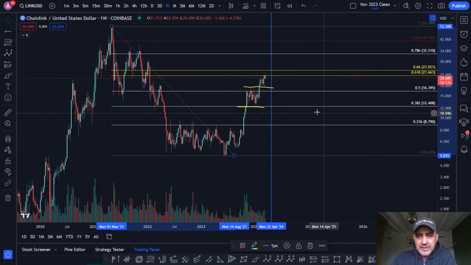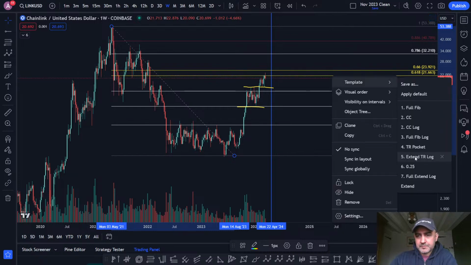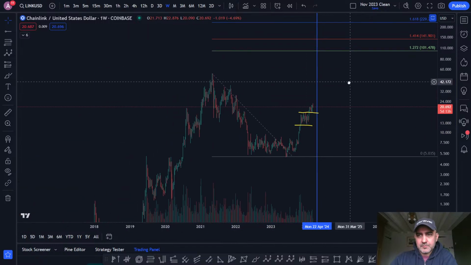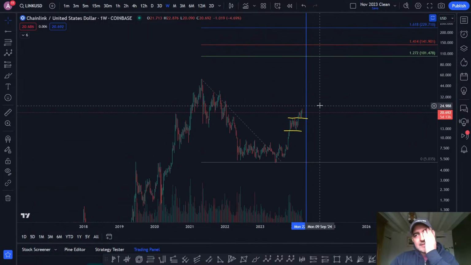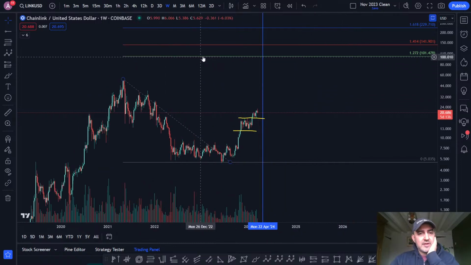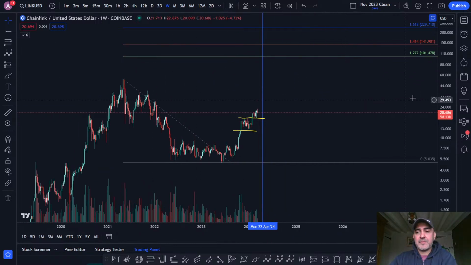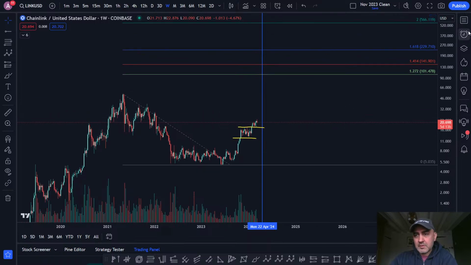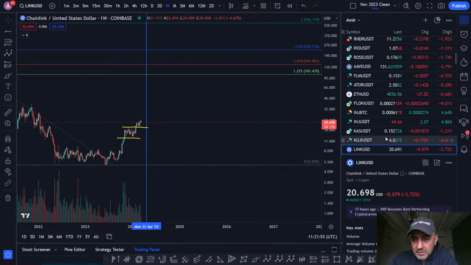Yeah, look, it came into the golden pocket. It's finding resistance in the golden pocket. I'd like to see Link at about $101 as a first target, on the higher time frame. Link.